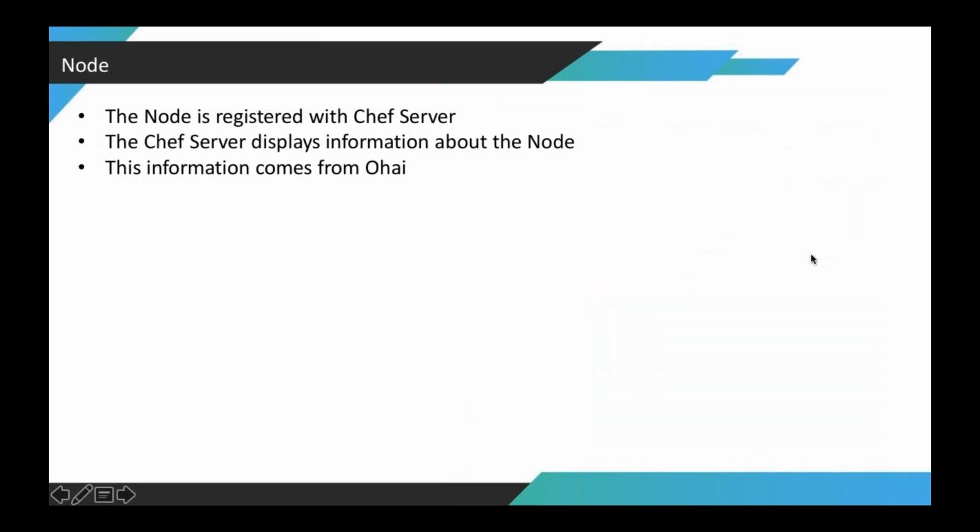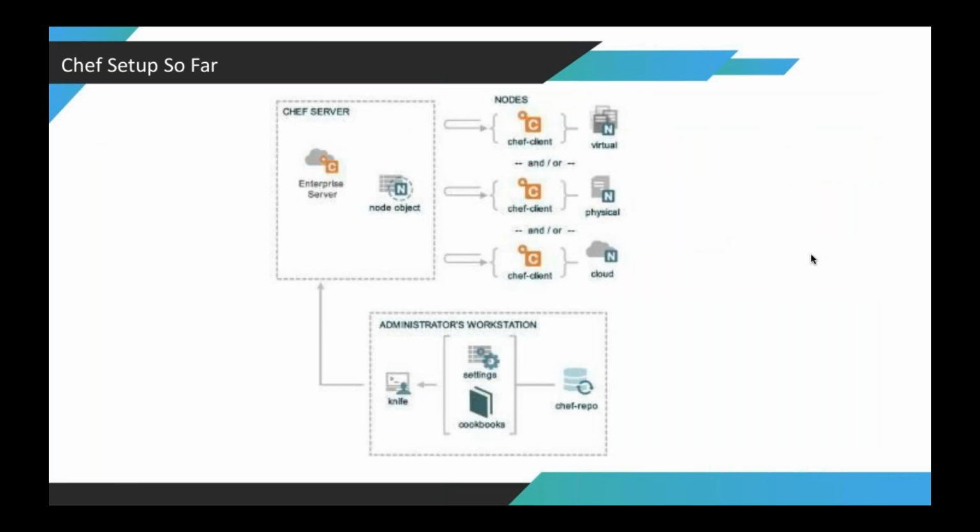All right. Next comes the node. The node, which we already talked about, is the end machine being managed by Chef and runs the Chef client. And here is the architecture that we have done so far. So let's go through this architecture once to understand how we are going to work on Chef.